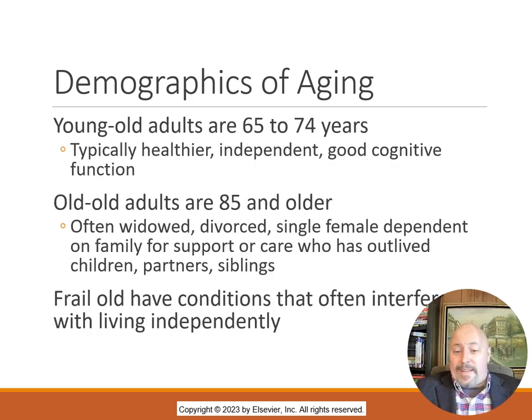How can we define and differentiate between our elderly population? First is going to be what's categorized as the young old adults, and these are 65 to 74. They're typically healthier, independent, still have good cognitive function. And then you've got your old old adults. These are the 85 plus group. Often widowed, divorced, single female, dependent on family for support or care, who has outlived their children, partners, siblings.